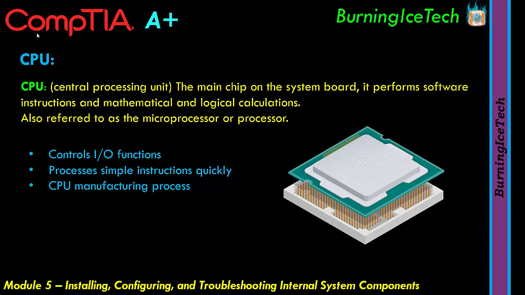It is still, however, the main brains of your computer. This is where all the calculations and functions get done. Well, for the most part, at least. It controls all of your I/O functions, being your input and output functions, and processes simple instructions quickly. How quickly? Well, that depends on quite a few things. First of all, it depends on your clock speed, something we are going to take a look at in this specific module. So depending on how quick your clock speed is, that'll determine how quickly it calculates things. It also depends on your CPU's cache, also a topic covered in this module.